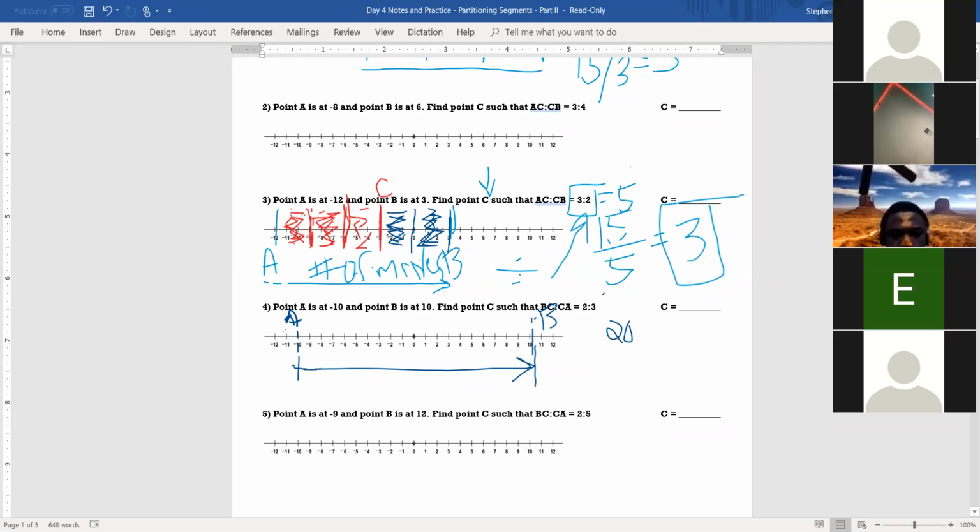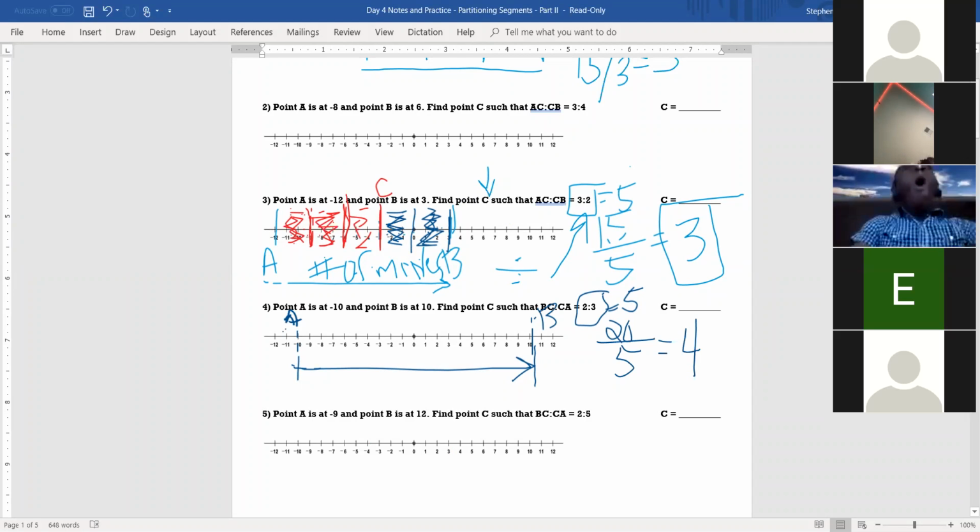Leslie, how many partitions are we going to have to make to find out where point C is going to go? How many total partitions are we going to need to make here? 5, exactly. And now, just like Carla told us a few minutes ago, we take the number of moves, the 20, we divide it by the total number of partitions, 5, and that gives us 4 movements to find out where each partition goes.